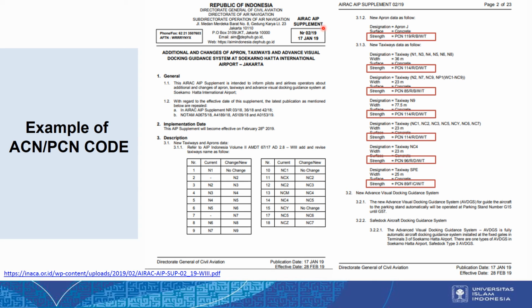And the AIP here is published by the Directorate General of Civil Aviation, Directorate of Air Navigation, and Subdirectorate Operation of Air Navigation, the Ministry of Transportation of Indonesia.